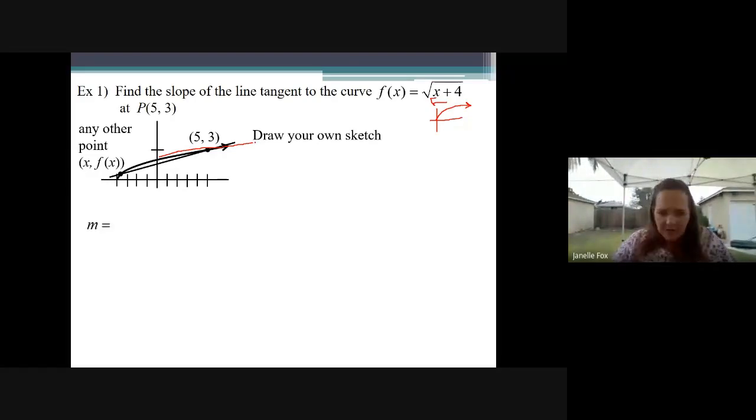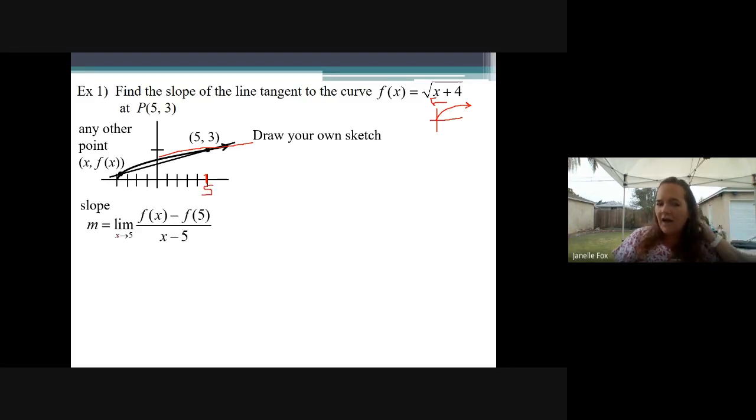Let's get the formula down. The formula for the slope is equal to the limit. You always have to start with the limit, of course, Mrs. Fox. The limit always goes first. So the limit as x approaches our target value. So this is our target value right here, okay? Our target value is in fact a 5.